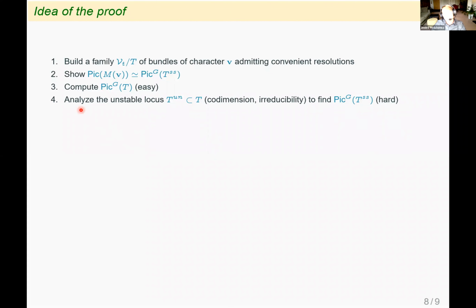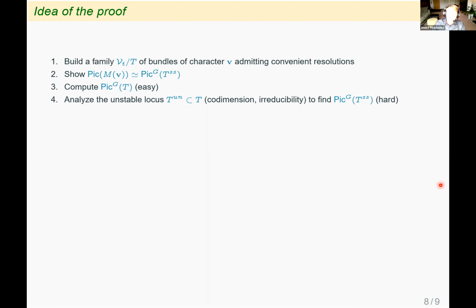And then the hardest part of this program is analyzing the unstable locus. Two things you usually want to prove about the unstable locus are what its codimension is and whether it's irreducible. Codimension requires some stratifications with the Harder-Narasimhan filtration, and it's usually not trivial. And showing irreducibility turned out to be a hard thing.